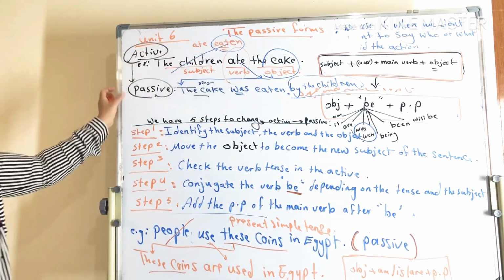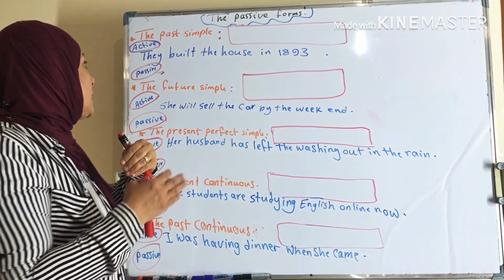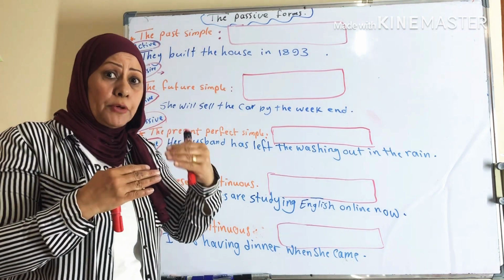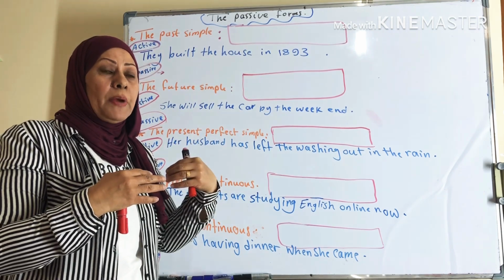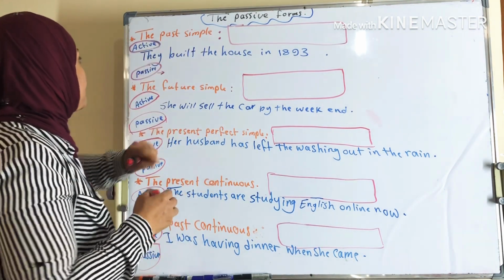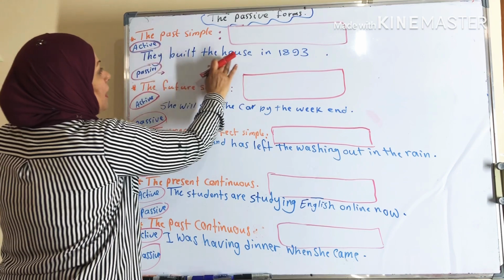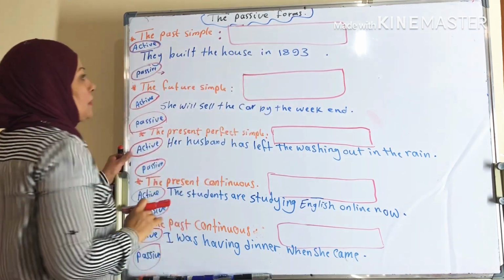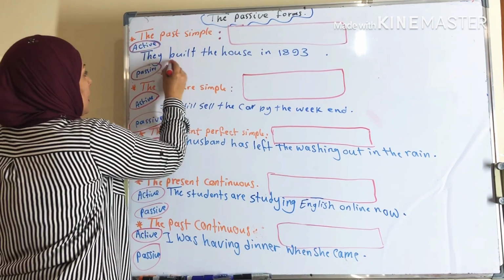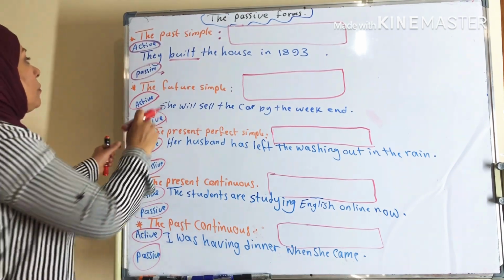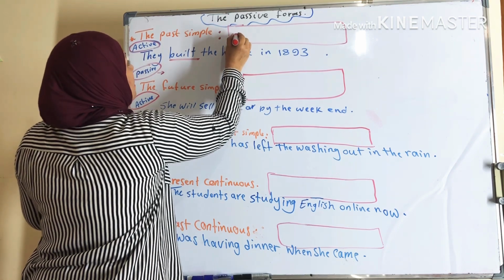This is an example in general. We have the past simple after we have already taken and explained the present perfect, the present simple and how can we change it in passive. Now we have the past simple. I have a sentence. They, in active, they built the house in 1893. Okay. This sentence is in past because we have the verb built, and if we want to change it, we have to follow this rule here.